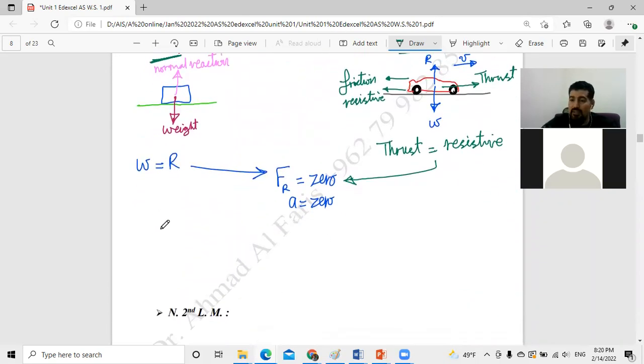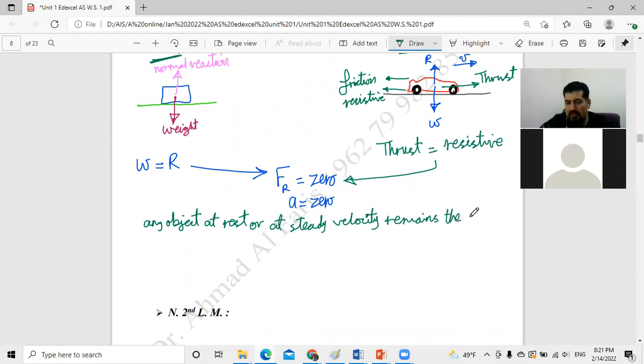So this is Newton's first law. Let me write it down, and we are going to use it to explain other things later on. What it says: any object at rest or at steady velocity, not speed, steady velocity, remains the same since there is no resultant force acting on it.